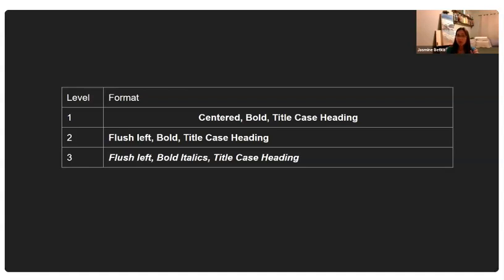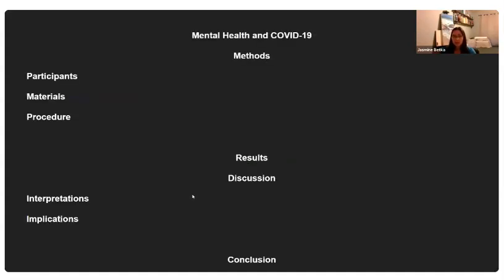So those are kind of the main chunks. After that, so if you have a main chunk, so for example, your methods section, but you're looking at participants within that methods section, that would be flush left, bold, and a title case heading as well. So that would be a level 2 heading because it fits in under this bigger section. If you were to break participation or participants down even further, if you had subcategories within that, that would be a level 3 heading, and that would be flush left, bold italics, and also title case. So this sounds a little bit confusing, but let's look at how it may look in an actual paper.